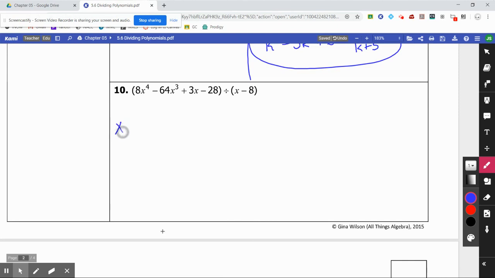x minus 8 goes on the outside. We're dividing into, and this might take a while, it's a long one. We have x to the fourth and x to the third, so 8x to the fourth minus 64x to the third. There is no x squared, so you do have to put 0x squared plus 3x minus 28.